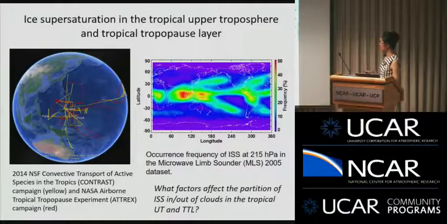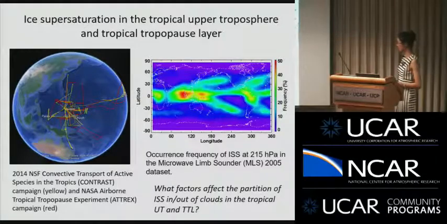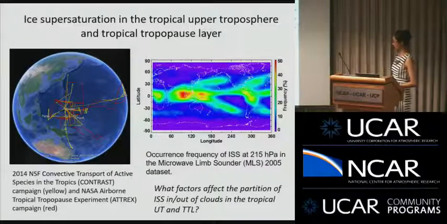And I want to do a comparison from the MLS data. This is the MLS data at 215 hectopascal, and it shows a very high occurrence frequency, around 30% for supersaturation at this level. So we're talking about a region that has a high frequency of supersaturation. And I want to answer the question, or am still trying to figure out, what factors affect the partition of ice supersaturation in and out of clouds in the tropical UTLS.